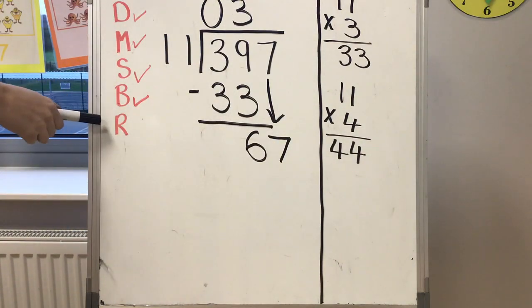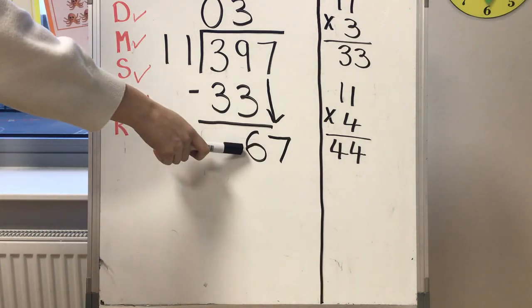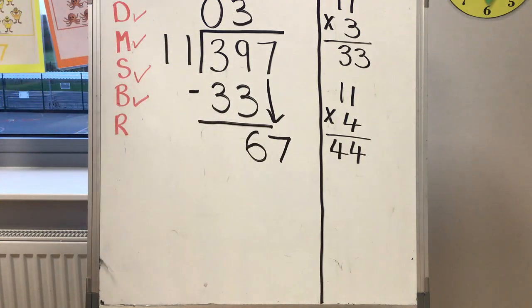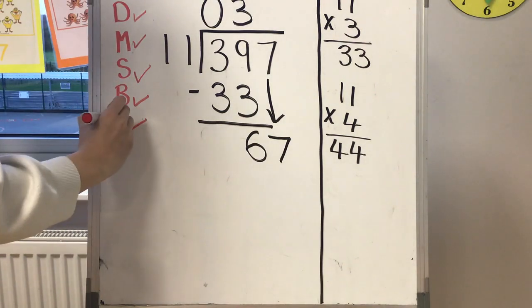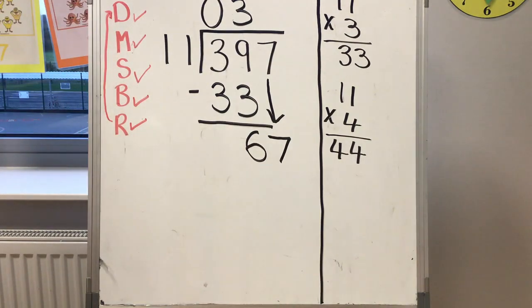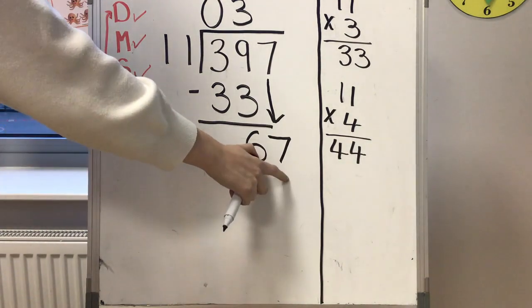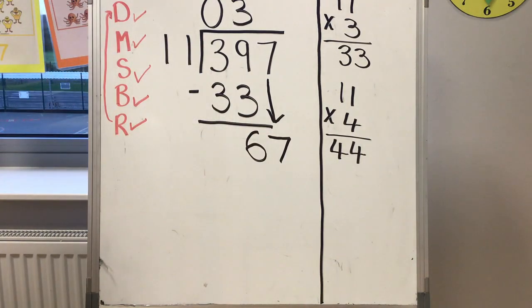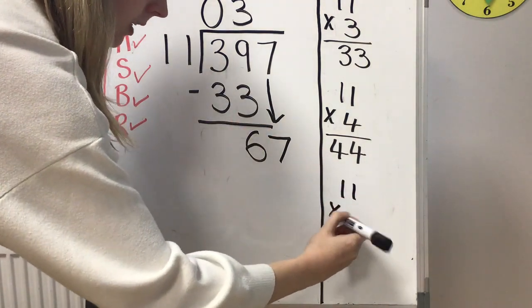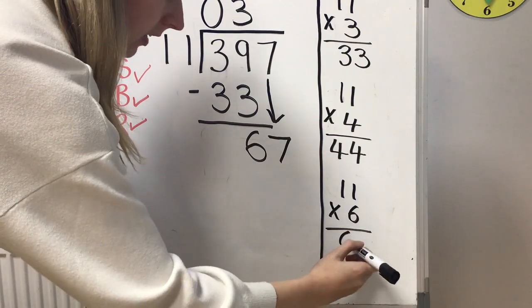Now, R is for repeat or remainder. This number is bigger than 11. It's bigger than the number we're dividing by, so that means that we must repeat. So I'm going to repeat and go all the way back to the start to divide again. This time it's 67 divided by 11. So I'm going to check and see how many times 11 goes into 67. Let's try 11 multiplied by 6, and that's 66.